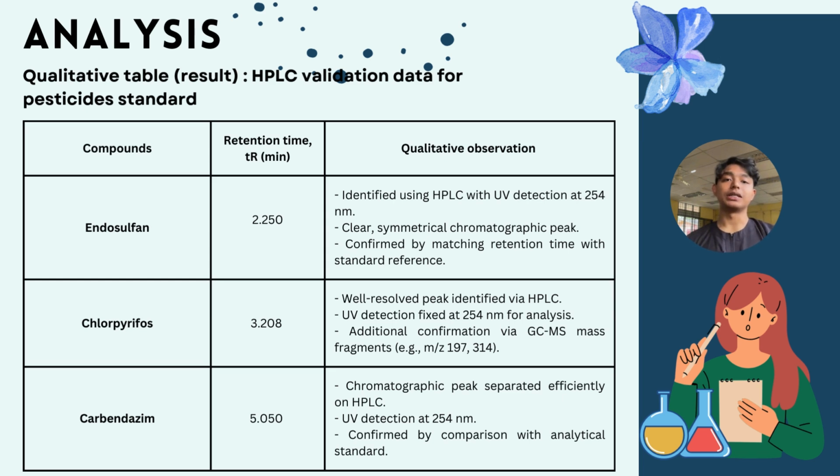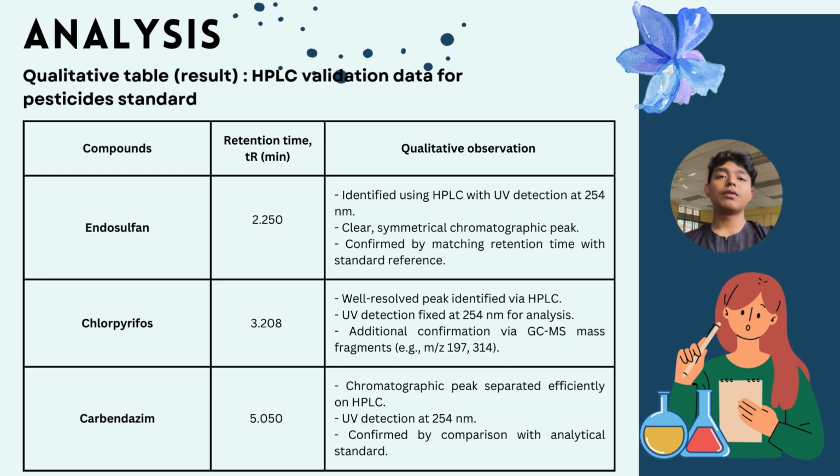Okay, now let's look at the qualitative data obtained through the HPLC validation for pesticide standard. This table shows pesticide and retention times with qualitative observation for each compound. First is the endosulfan. Retention time is 2.250 minutes. It was identified using the HPLC with UV detection at 254 nanometer. The observation is a clear symmetrical chromatographic peak. The identification was confirmed by matching its retention time with a standard reference.